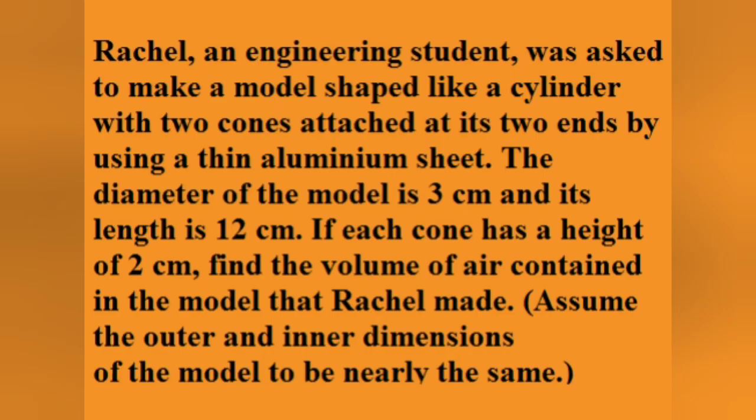Now we are taking up questions on combinations of solids. We would be dealing with their volumes. The question is: Rachel, an engineering student, was asked to make a model shaped like a cylinder with two cones attached at its two ends by using a thin aluminum sheet. The diameter of the model is 3 cm and its length is 12 cm. If each cone has a height of 2 cm, find the volume of air contained in the model that Rachel made.